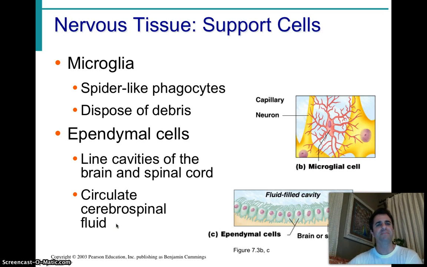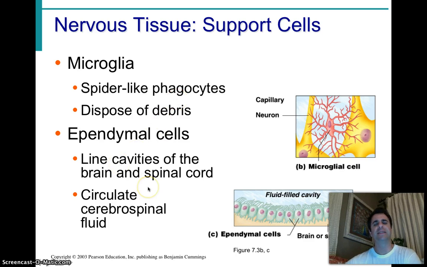Then we have microglia, which are spider-like phagocytes. Phagocytes just means they are immune system type cells that clean up debris by engulfing. They wrap themselves around it to kind of chew it all up. So microglia clean up the nervous system. The normal immune system doesn't function in the CNS. So if any pathogen actually gets into the brain or spinal cord area, it's a very, very big problem because your immune system can't attack it. Microglia is the best option that you have there.